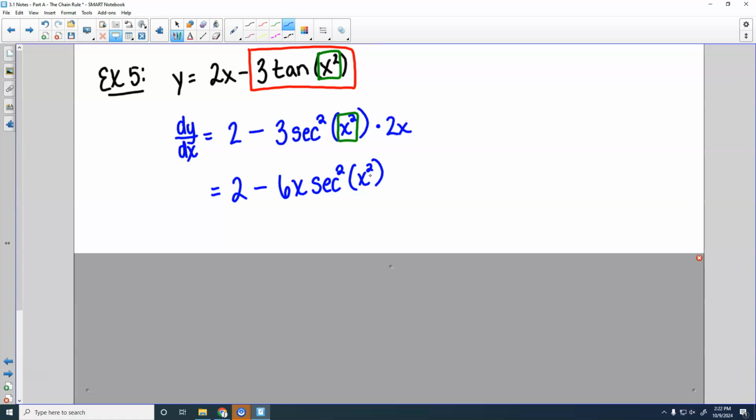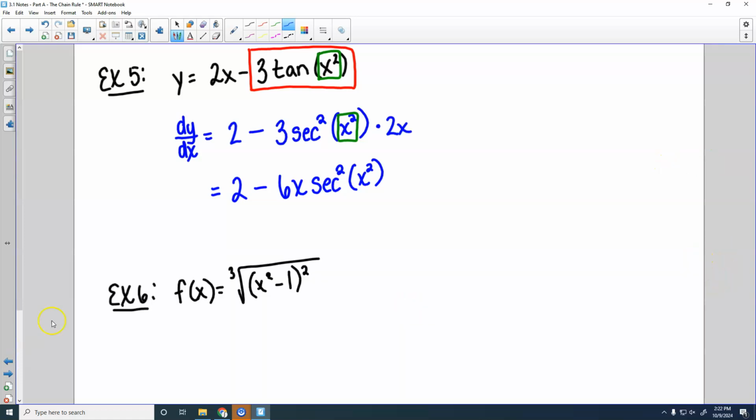So sometimes part of the equation needs a chain rule, but another piece may not. All right, let's look at this one.